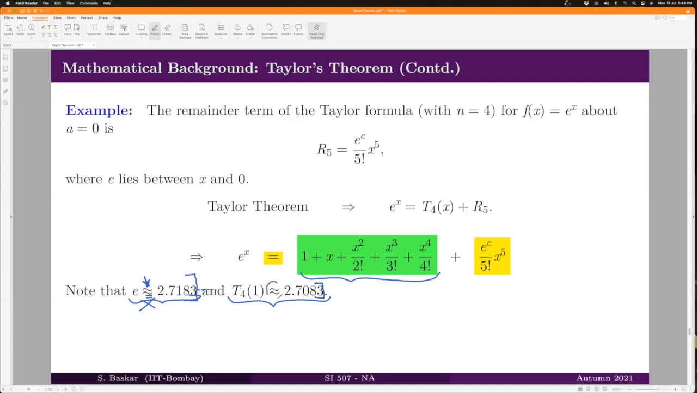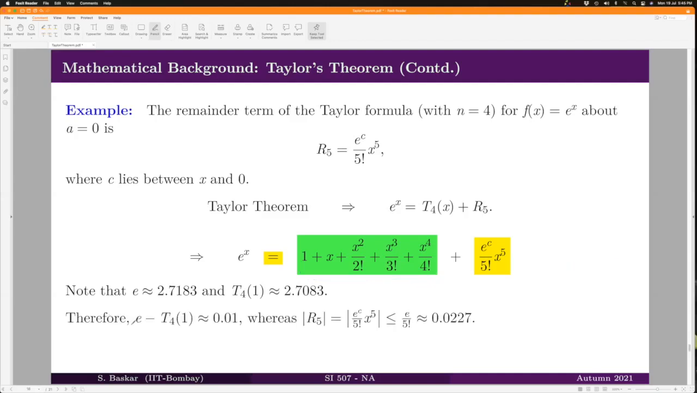That is why I have used the notation approximately equal to. So since we have the numerical values explicitly, we can clearly see what you are going to lose if you use T4 of 1 instead of E in your calculations, right? So it is nothing but the difference between these two numbers. Therefore, E minus T4 of 1 is again approximately equal to 0.01.